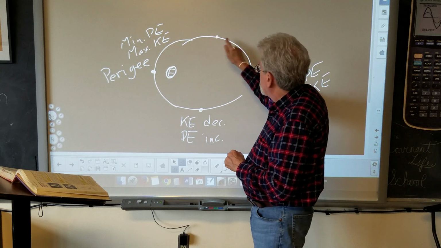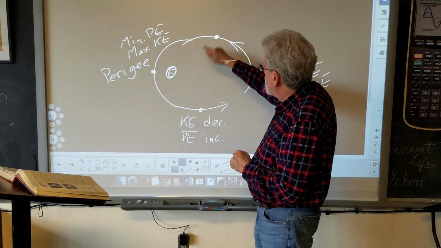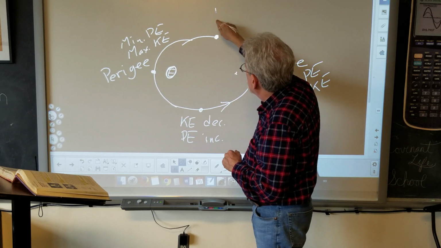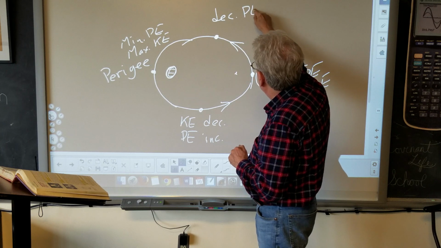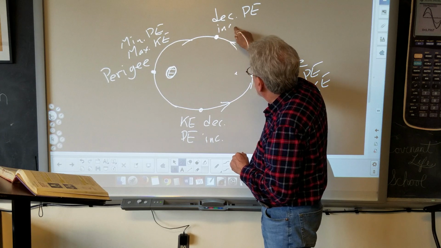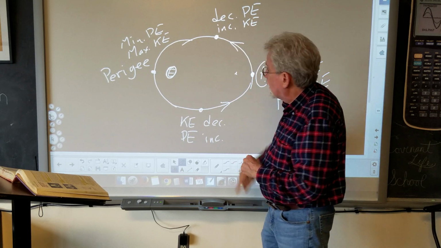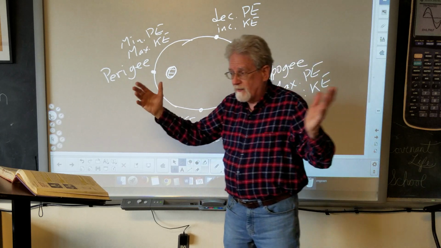Over here, as it's traveling this direction, by the way, we are going that direction, over here at this point, it would have decreasing potential energy because it's getting closer to the Earth, and increasing kinetic energy because it's speeding up. And then the whole cycle keeps repeating itself like forever.